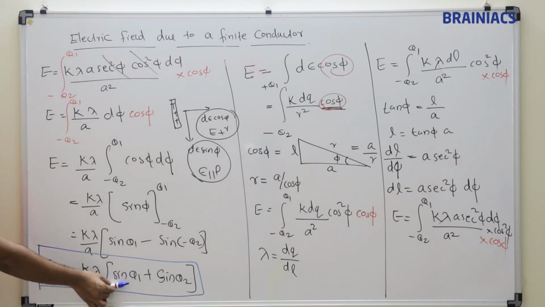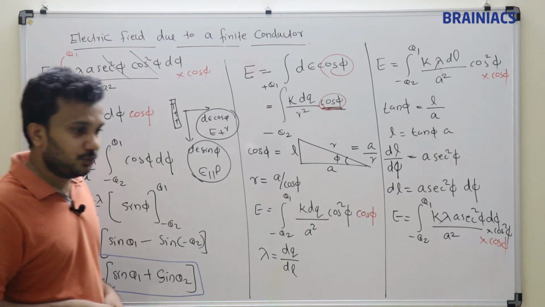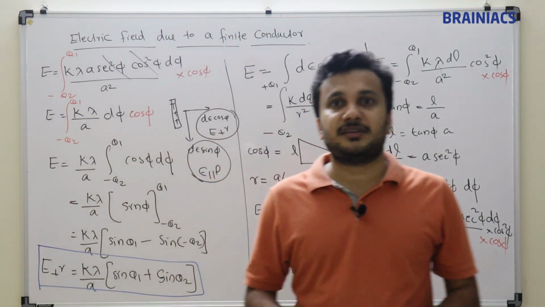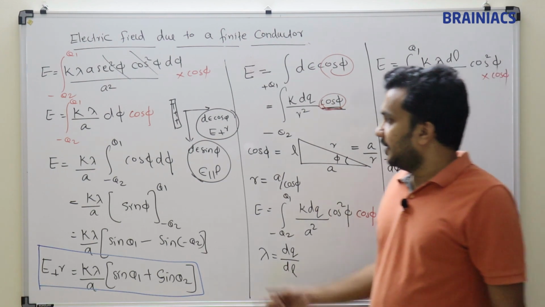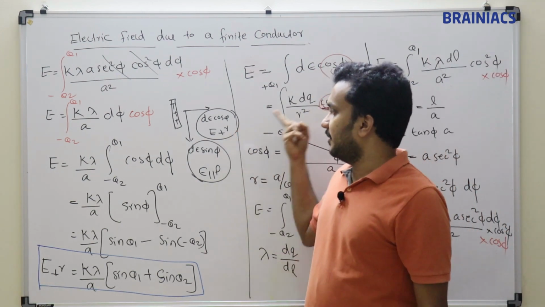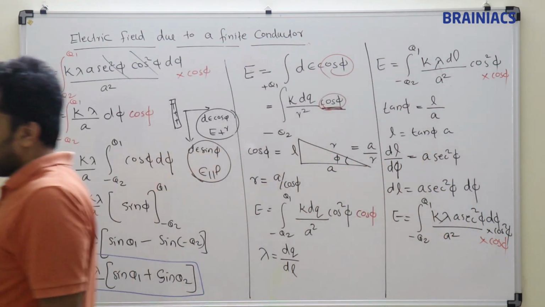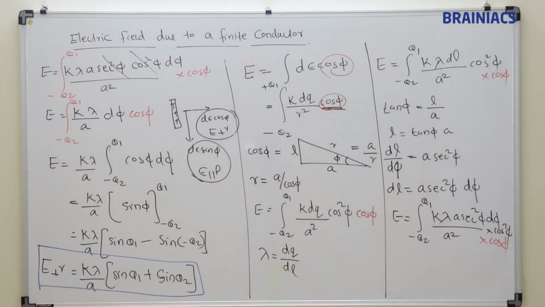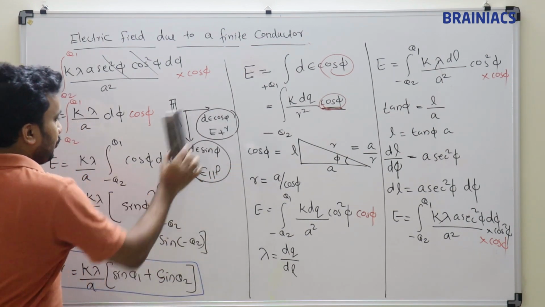This equation is very important: k lambda by a into sin theta 1 plus sin theta 2. The theta 1 and theta 2 values will be given to you, and you have to substitute them in this equation. Hope you understood this part. Now we have calculated E perpendicular. How will E parallel come? The perpendicular electric field we know, and we also want the parallel electric field. The perpendicular one comes with the cos phi.